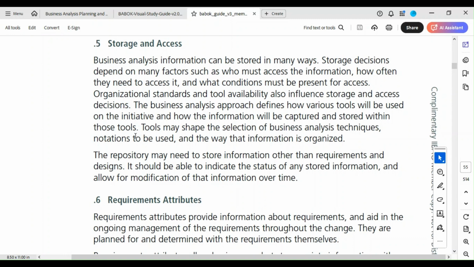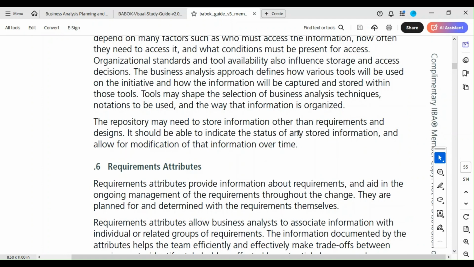This approach is defining this. Waterfall, some use SharePoint to store. There are some who don't even use that; they just use Excel. Tools may shape the selection of business analysis techniques, notations to be used, and the way that information is organized. The repository may need to store information other than requirements and designs.